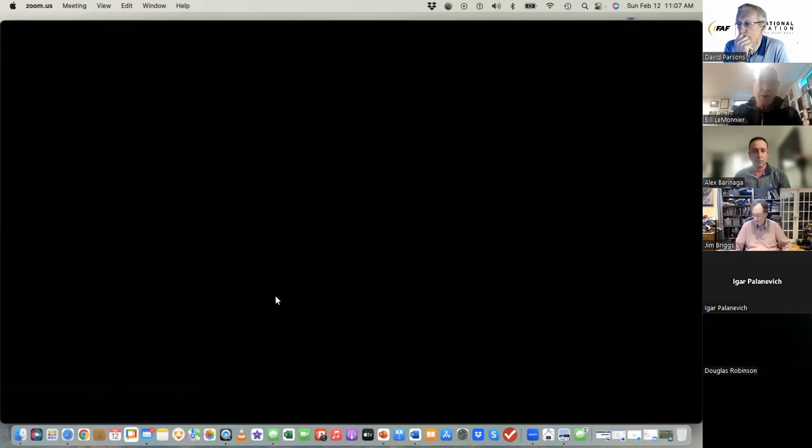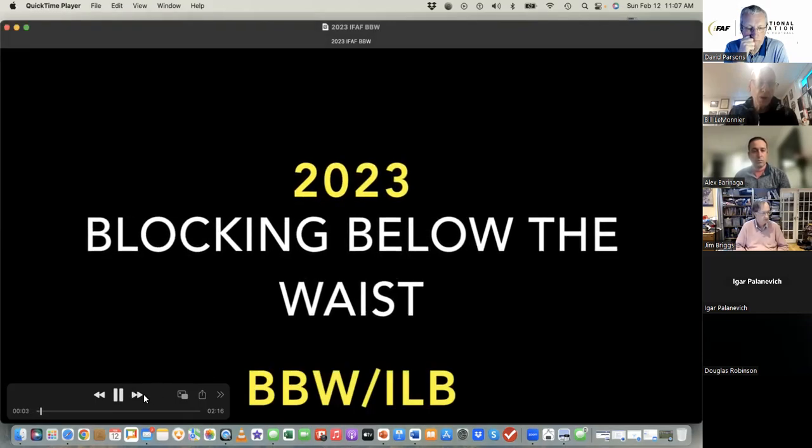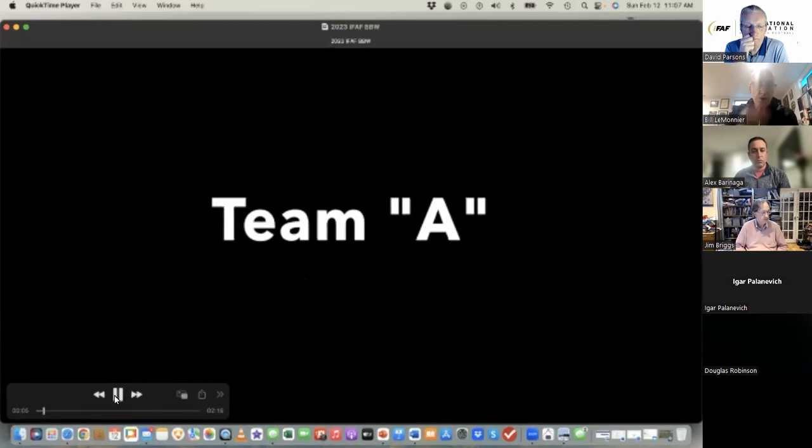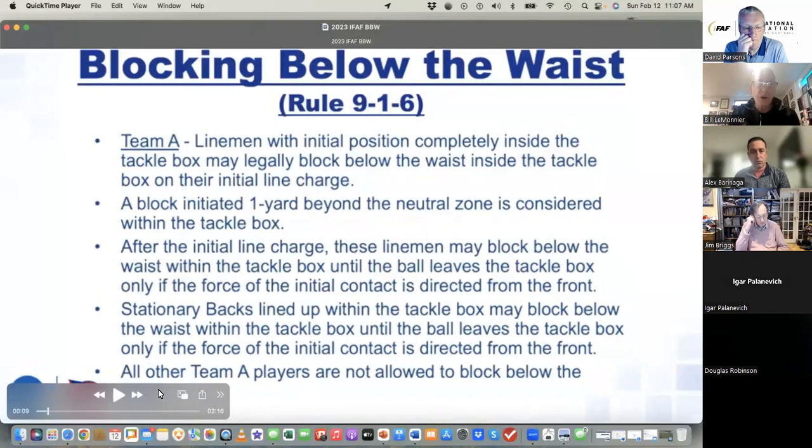As Jim mentioned in the rule changes, some of the things that have changed regard blocking below the waist, and he hit it right on the head. I think the way the rule has been modified or written now has actually made it easier for us to officiate. We're going to go through it again. I don't want to beat a dead horse with the things that Jim covered, but we'll go through a few of these things quickly. And then we've got a couple of play examples that will hopefully demonstrate why it's easier.